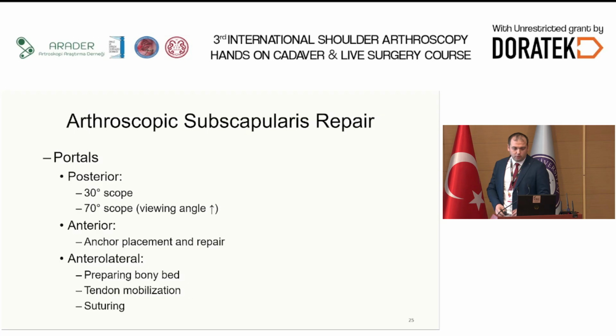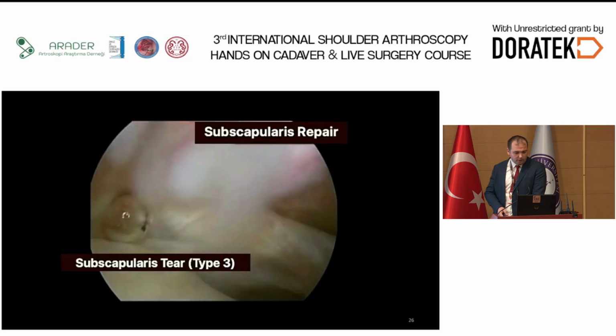We prefer the posterior portal as our viewing portal in the lateral decubitus position with shoulder traction. A 30-degree arthroscope is sufficient in most cases. If we need a greater viewing angle to the inferior parts of the lesser tubercle, we can use a 70-degree scope. The anterior portal is generally our second portal, and a probe is sent through it to examine the subscapularis. The anterolateral or lateral portal is used for debridement, tendon mobilization, and preparing the bony bed. The anchor is placed through the anterior portal to have a perpendicular angle.